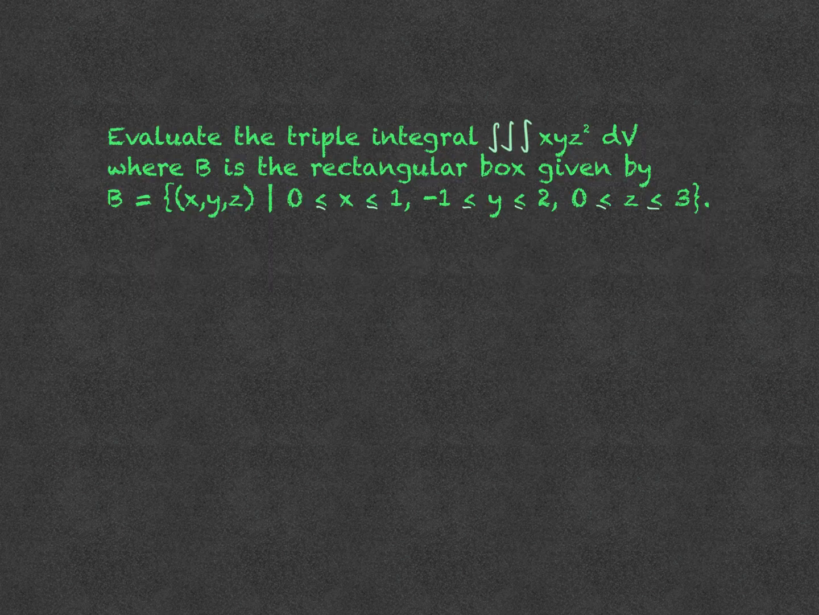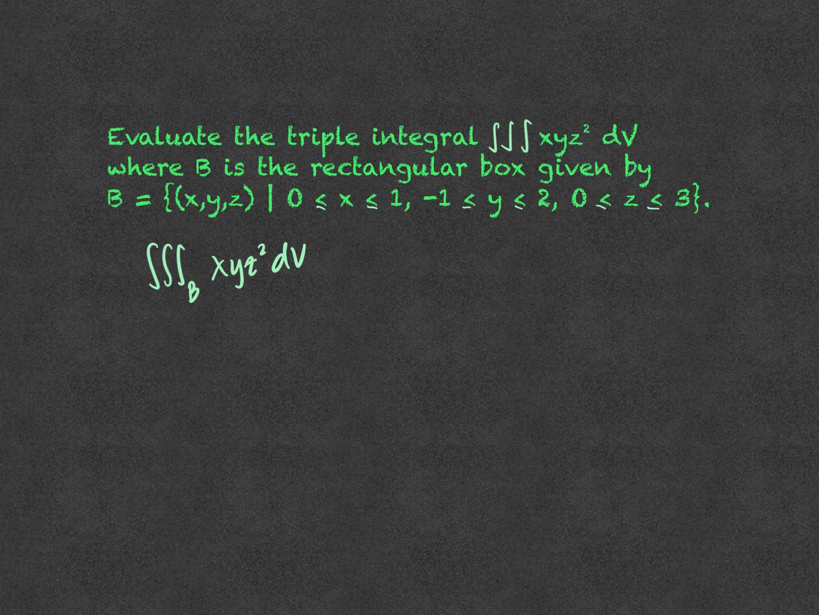So this problem says to evaluate the triple integral xyz squared with respect to the volume, where B is the rectangular box given by B is equal to xyz such that x is between 0 and 1, y is between -1 and 2, and z is between 0 and 3. So what we're going to do is write the triple integral over B, xyz squared with respect to the volume.